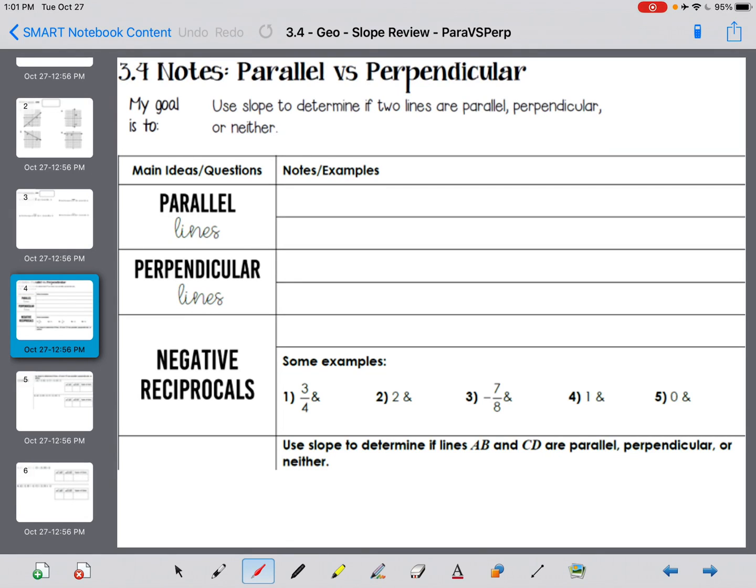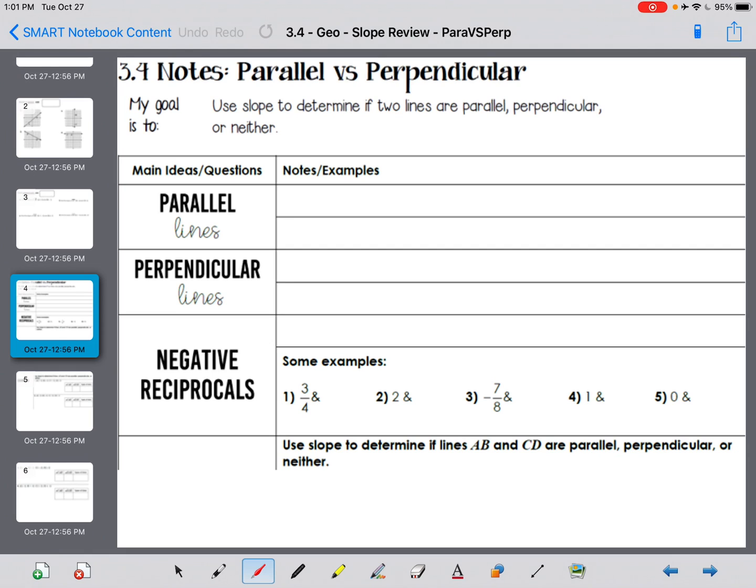All right, Unit 3, Section 4, Part 2, Parallel versus Perpendicular. We've already talked about these terms a little bit. We did them in vocab. We've talked about them when we were proving lines are parallel. We talked about what parallel means. But now, use the slope to determine if two lines are parallel, perpendicular, or neither.